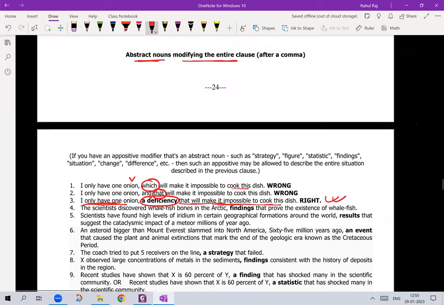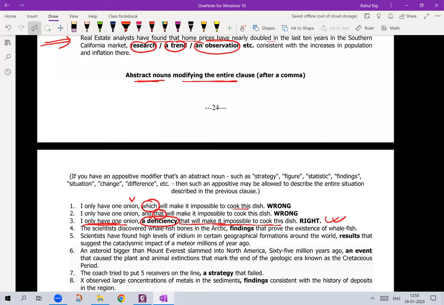Please tell me if there is any problem over here. The wholesome understanding will come when we do questions. Don't worry about it, I'll ensure that it is done properly. But is there any problem over here?